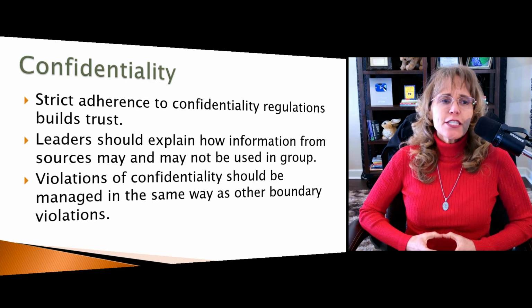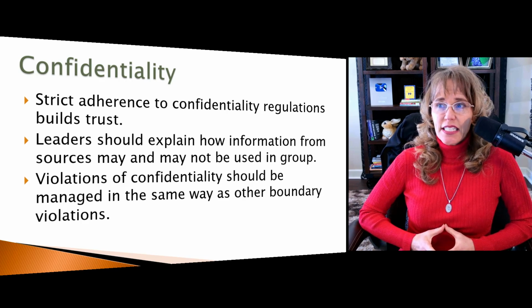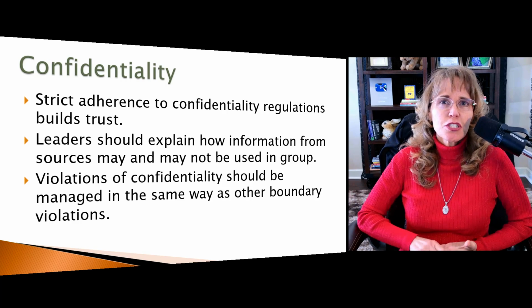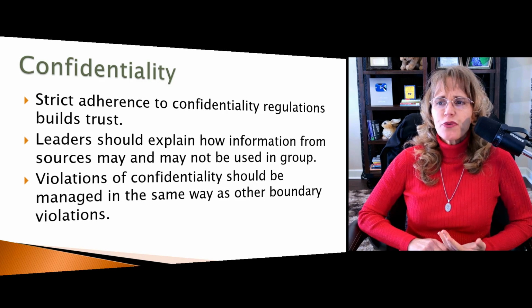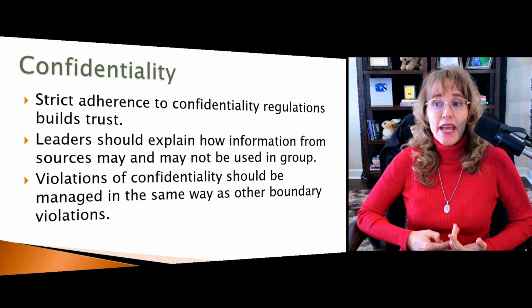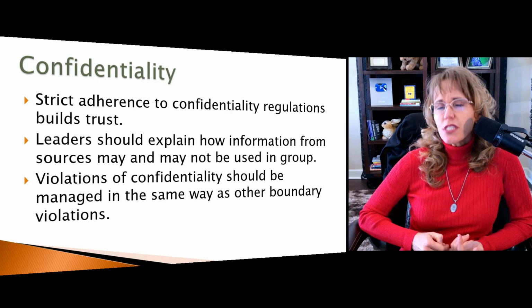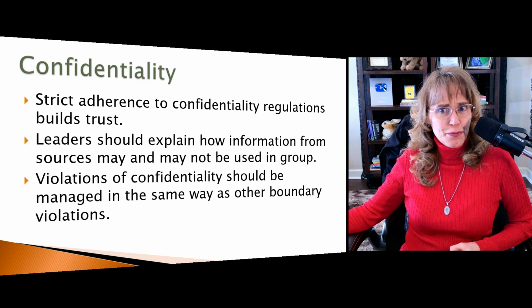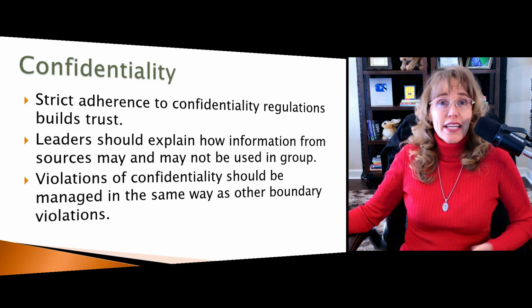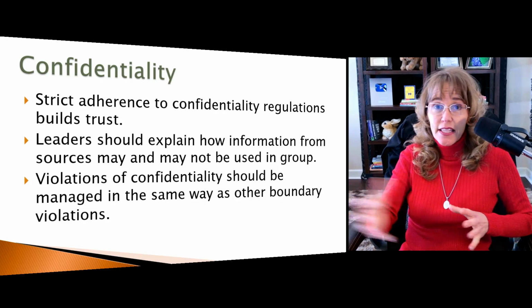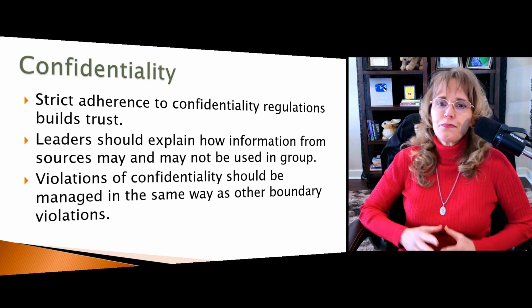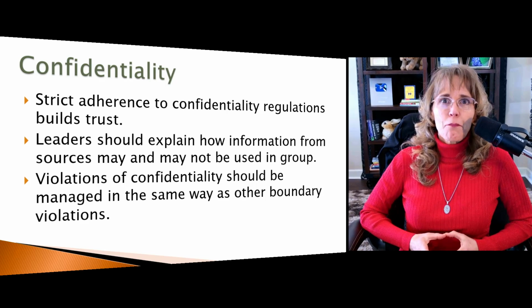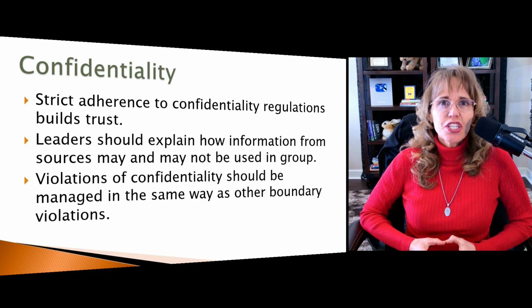In group, we need to make sure that people feel like they've got confidentiality. A strict adherence by everyone to confidentiality regulations builds trust. Leaders need to explain how information from sources may and may not be used in group. If you know something about what your group mate was doing outside of group, that may not be appropriate to bring into group, and likewise, definitely nothing that was shared in group leaves group. Violations of confidentiality should be managed in the same way as other boundary violations, because it's a violation of safety.